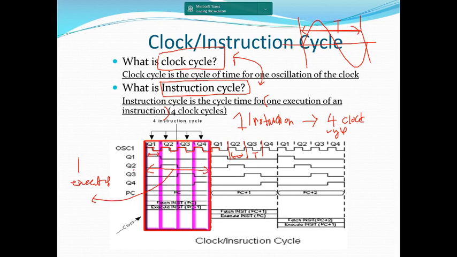So that is the term. Instruction cycle is 4 clock cycles. So 1, 2, 3, 4, this is your instruction cycle. It consists of 4 clock cycles. If you have 2 instruction cycles, then it will have another 4 here, up to this one. This is 2 instruction cycles. Okay, that is the term. So far, so good. Any questions that you want to ask?